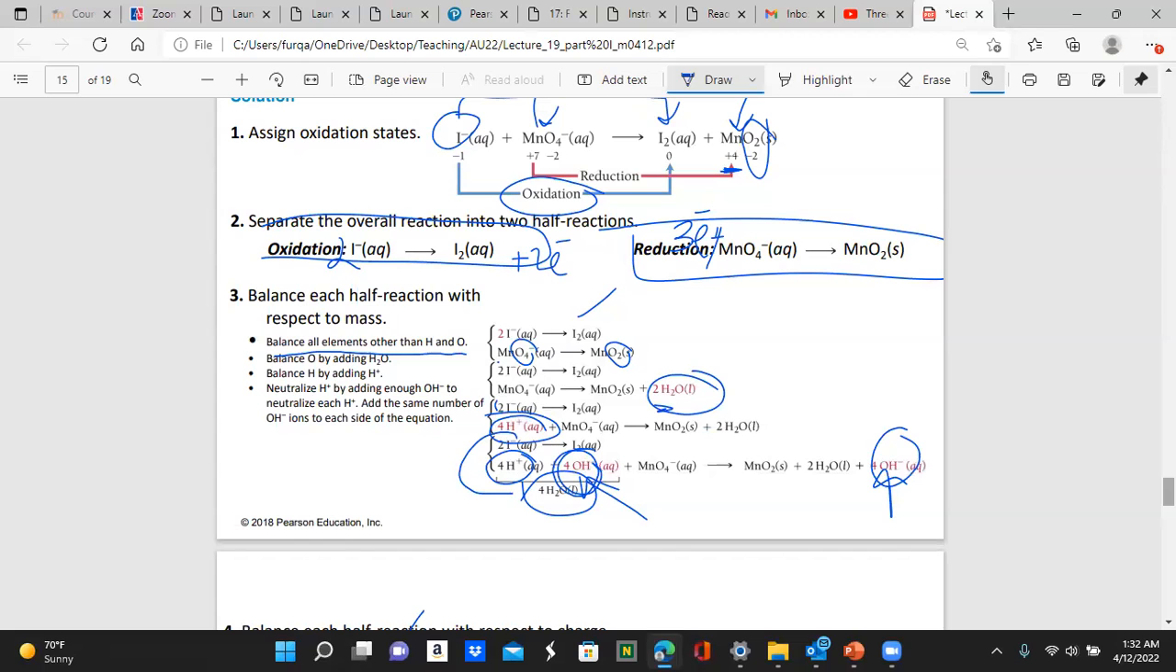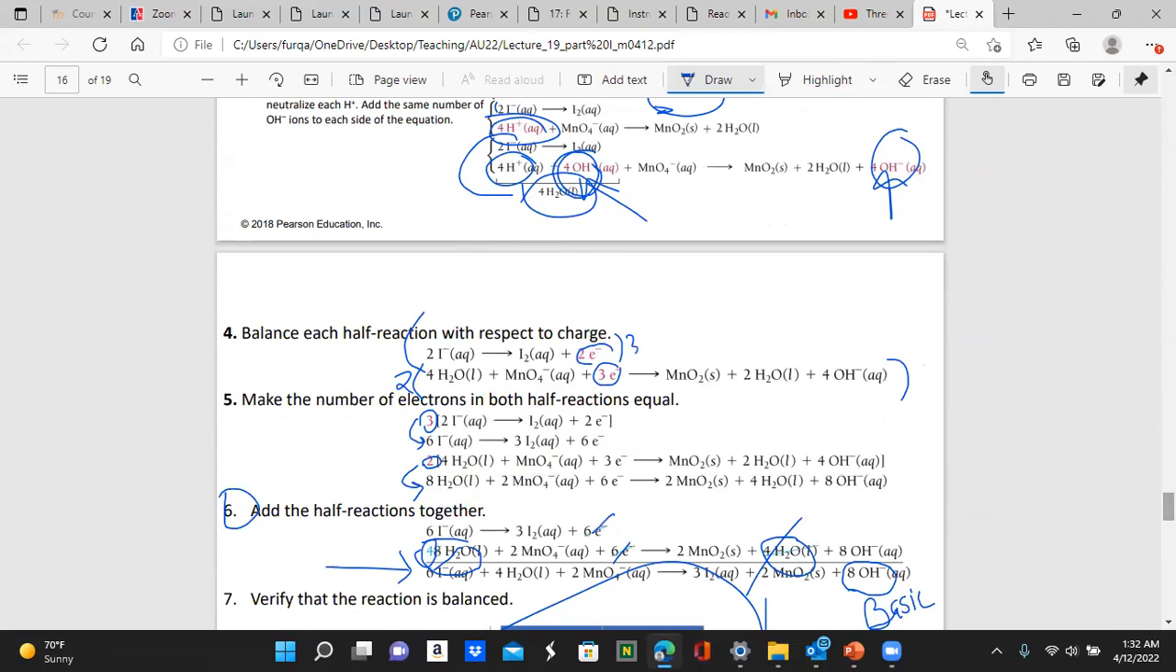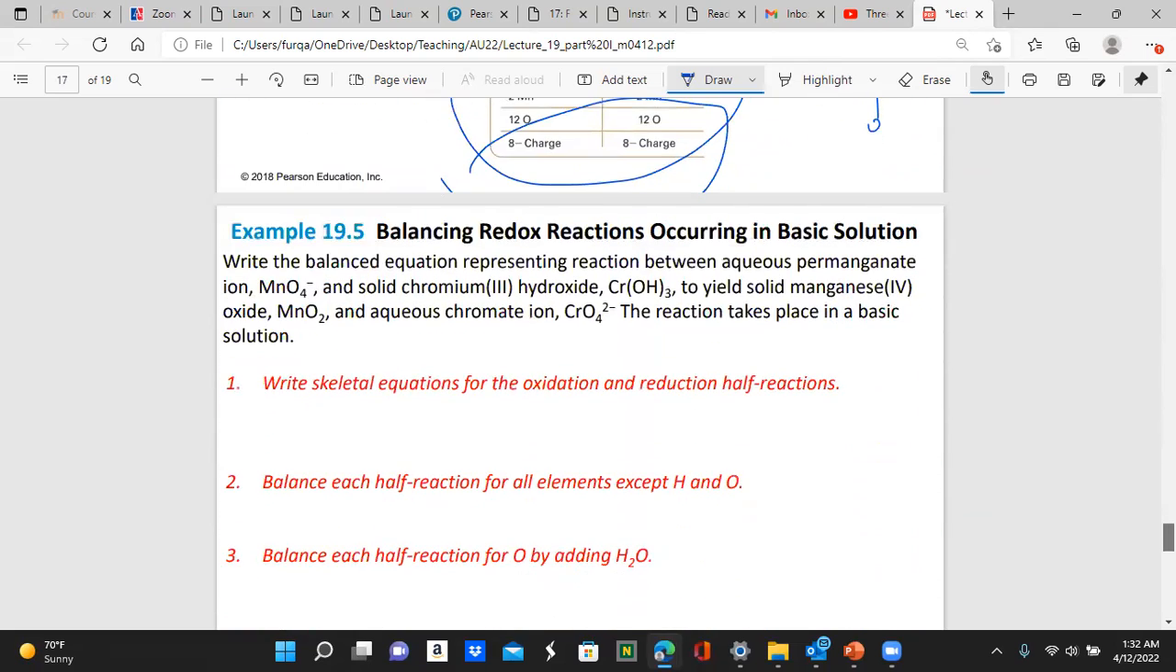It's going to work as a reference for all the balancing that you are doing for redox reactions. So this is where we are going to work on it, and this is a complex equation. Let's say: write the balanced equation representing the reaction between aqueous permanganate ion, which is MnO4 minus, and solid chromium hydroxide, which is Cr(OH)3, to yield solid manganese. Okay, what is being formed?